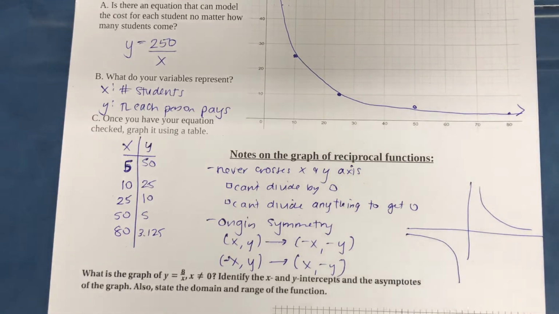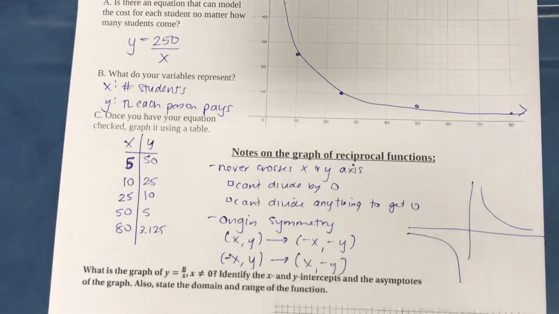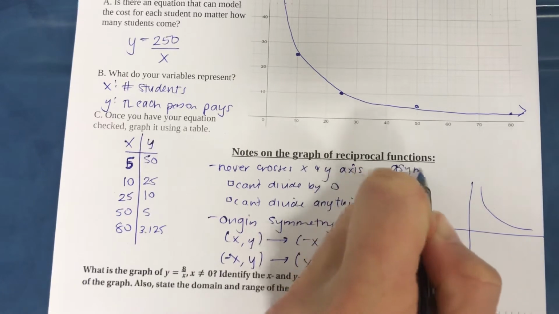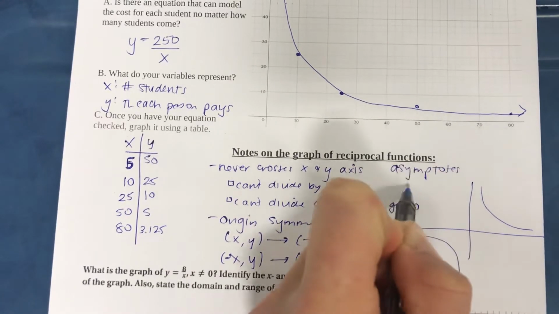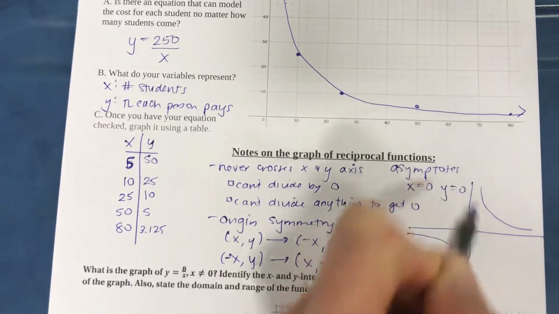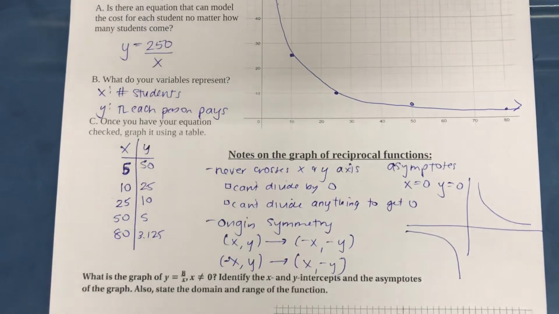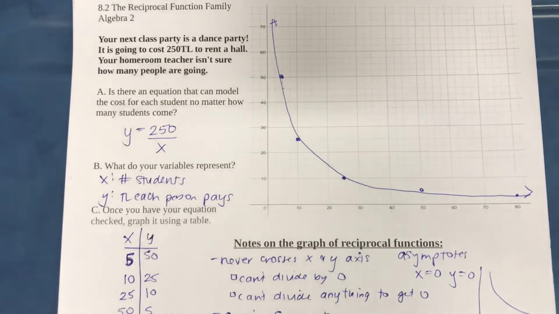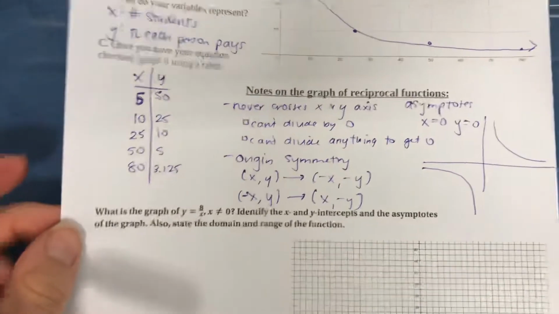And lastly, the asymptotes, which relates to what they never cross, remember. The lines of the asymptotes would be x equals 0 and y equals 0, just the x and y axis. So that's the reciprocal function family. Basically, it just requires some division with x. We will get into transformation soon.